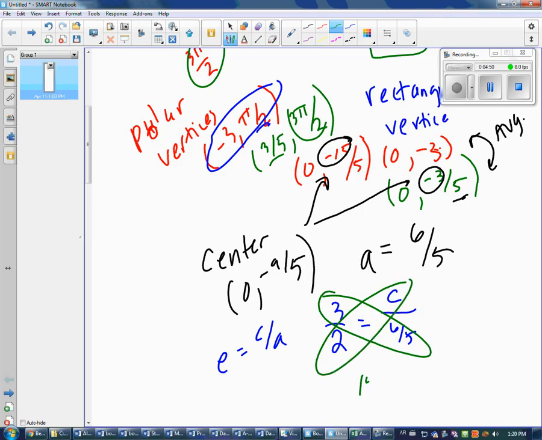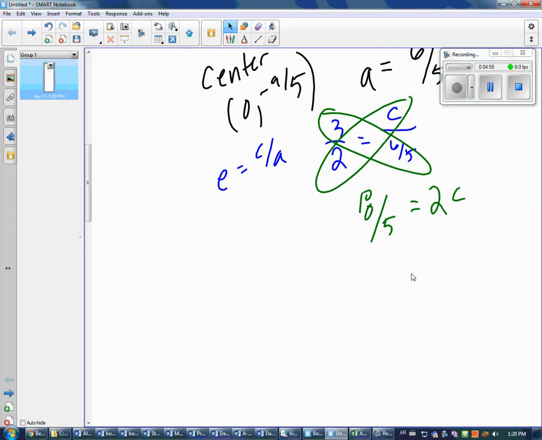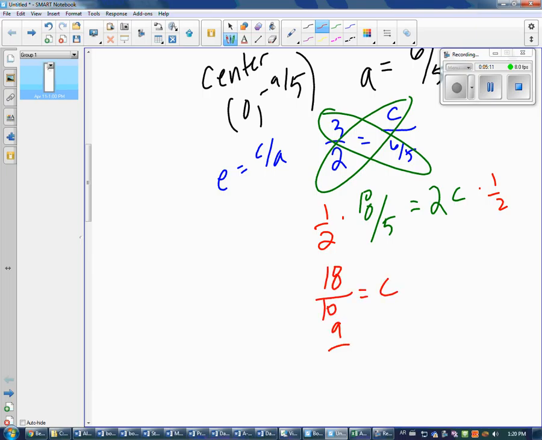3 times 6/5, you just multiply the numerators. That's 18/5 equals 2C. And then I want to divide by 2, which, by the way, is the same thing as multiplying by half. You multiply the numerators and the denominators. And I can simplify that. Those are both even numbers. It'll be helpful to reduce that. So C is 9/5. Now I can solve for B.